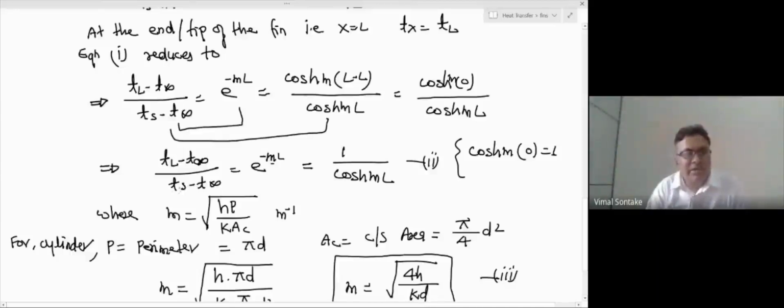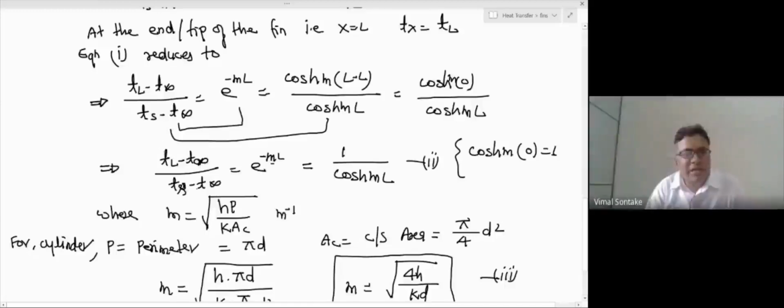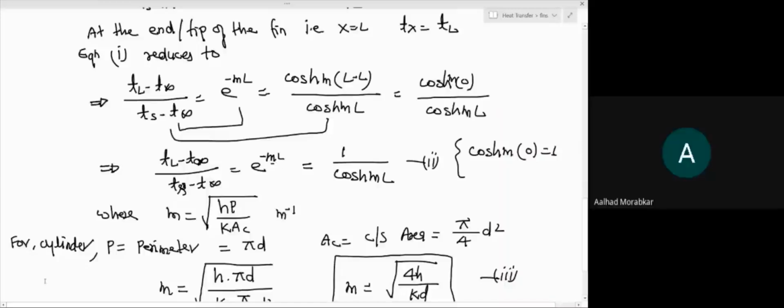This is nothing but base temperature. Yes, sir. Did you get it? Yes, sir. TL minus T infinity over TS minus T infinity is equal to e to power minus ml. Okay. Yes, sir.